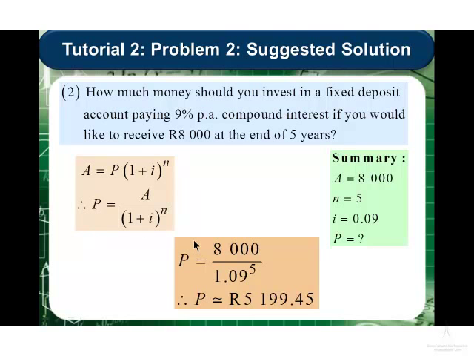and substituting the values for A, n and i, use your calculator once more and see that you calculate the amount in this case for the principal amount to be invested in order to grow to 8,000 Rand after 5 years to be equal to approximately 5,199 Rand and 45 cents.